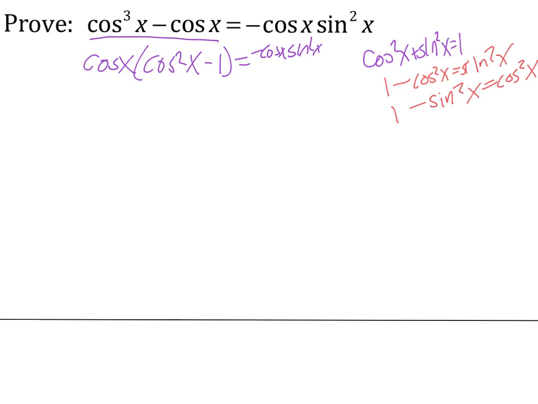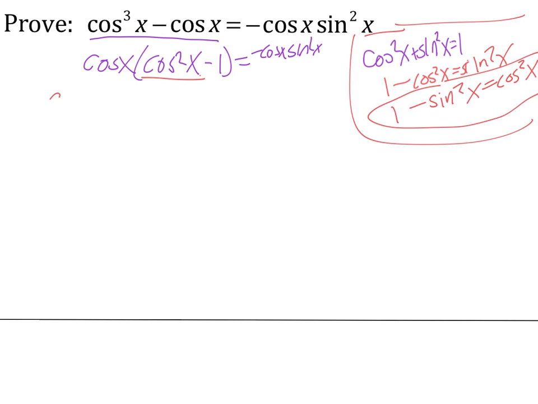Okay, I don't see this exact expression in my group of identities here. But I know I need a sine x. I might as well try switching out the cosine squared x using this one and see what happens. So cosine x times, that would be 1 minus sine squared x, and then I still have my minus 1 in there. And that's still going to be equal to negative cosine x sine squared x.